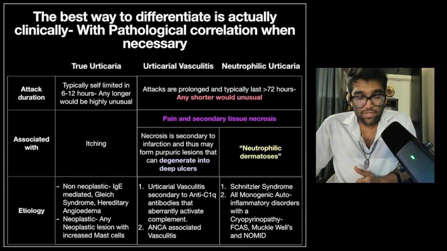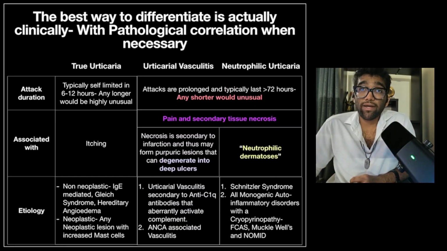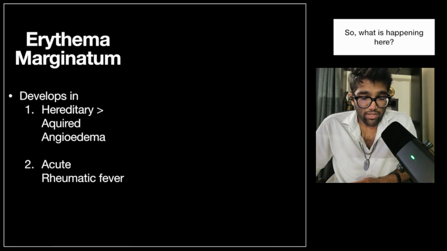Similarly, neutrophilic dermatitis can be part of Schnitzler syndrome in adults, and it could be part of an inherited or monogenic autoinflammatory disorder, such as the cryopyrinopathies, that is your FCAS, Muckle-Wells. Now, coming to erythema marginatum.